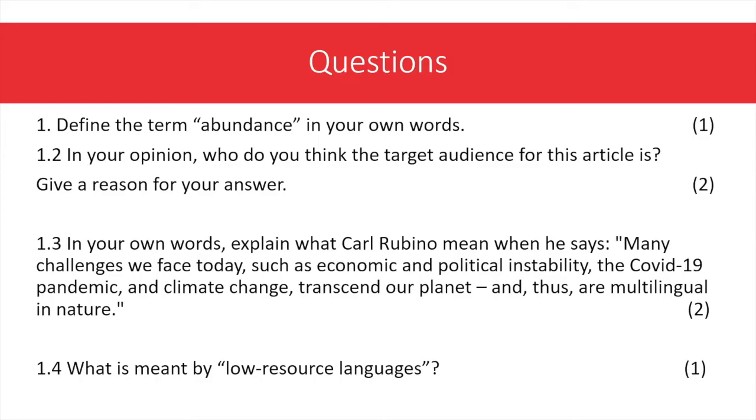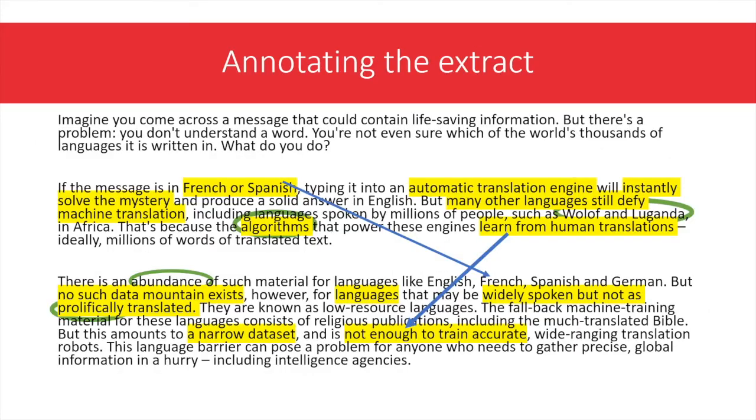2 marks. 1.3. In your own words, explain what Carl Rubino means when he says, many challenges we face today, such as economic and political instability, the COVID-19 pandemic, and climate change, transcend our planet and thus are multilingual in nature. 1.4. What is meant by low-resource languages? Now, let's look at how we could annotate the text on the next slide.